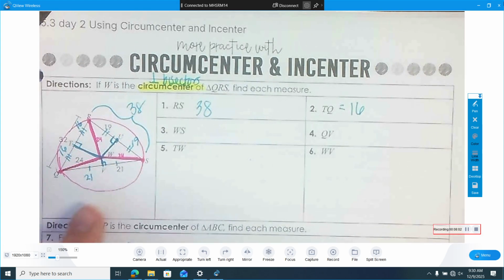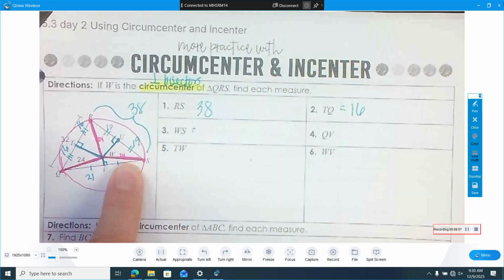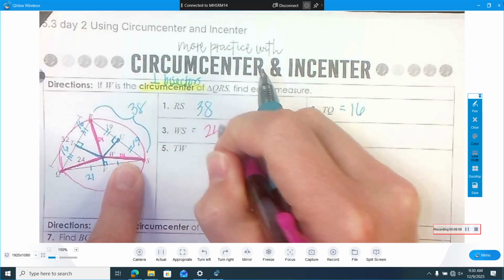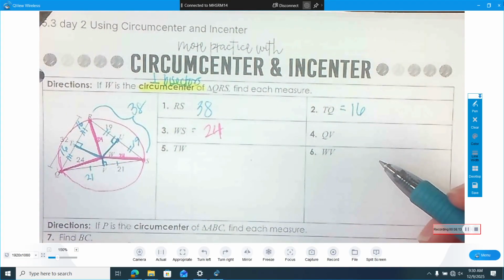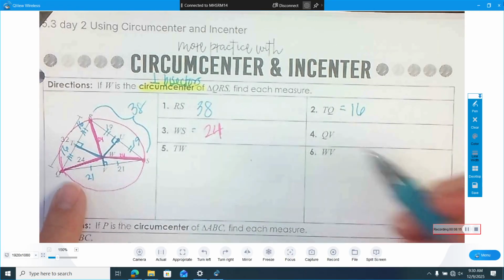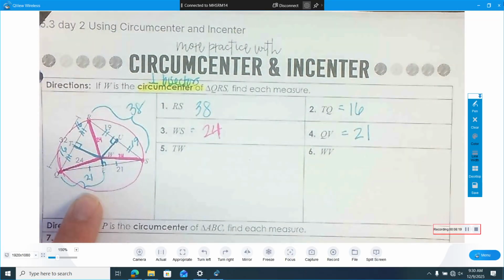WS is my pink line. What is it? 24. Equals 24. It's pink. 24. All right. QV, 21. I don't even see QV. Oh, right here. There's QV right here. 21. We already knew that.